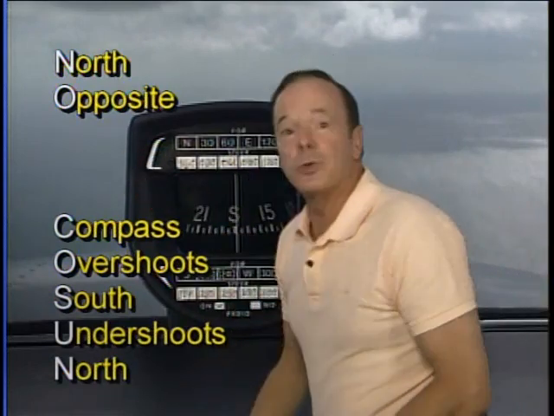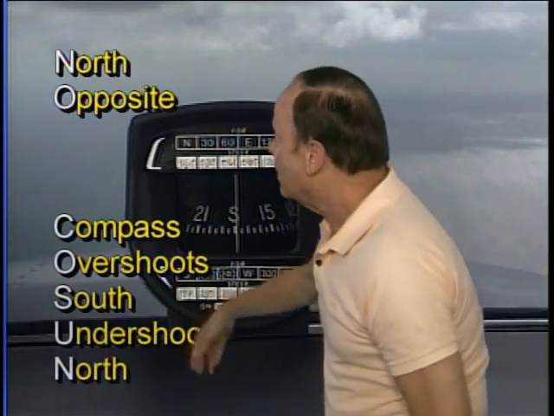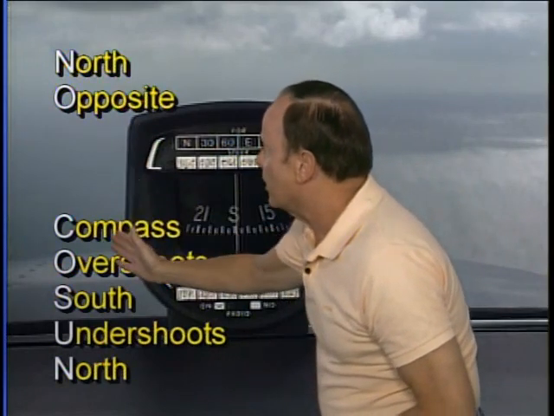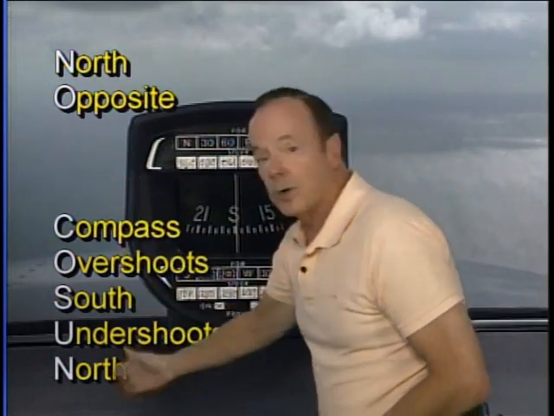I'm sorry, I have absolutely no idea what in Sam Hill the word cosin means. It's a word I made up to help remember the compass overshoots in turns near headings of south and undershoots in turns near headings of north.